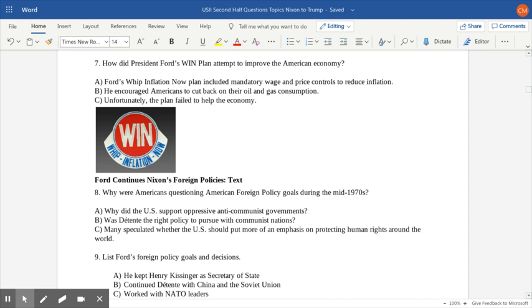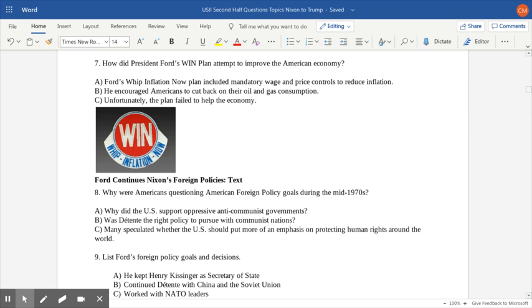So one of the things that we were doing is we were supporting any country, for the most part, that was anti-communist. In some ways, we would support a brutal dictator or a tyrant in office as long as they were opposed to communism. So some Americans were questioning whether or not we should support dictators who were in power just because they were not communists, whether or not that was the best idea.